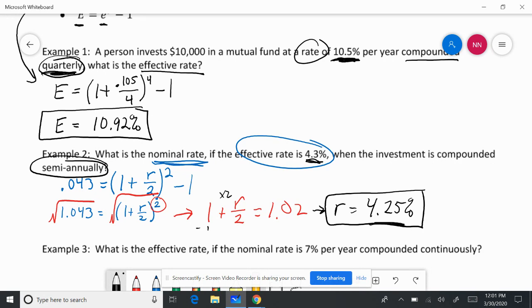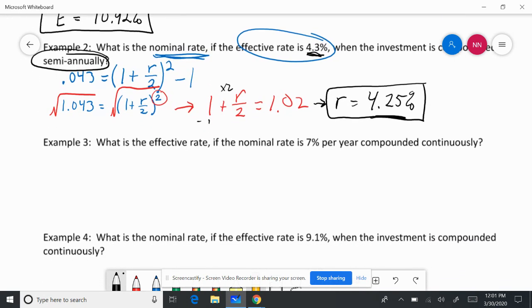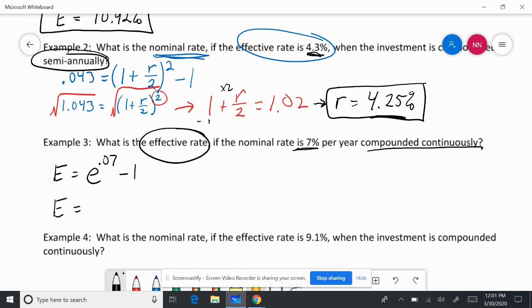So examples 3 and 4, we're going to be using our second formula. And how we know that is it says compounded continuously. So we're going to use our continuous formula. We're trying to find in example 3 our effective rate, and they give us a nominal rate of 7%. So we're going to go effective rate is equal to e to the 0.07, and don't forget to subtract the 1. We put that into our calculator, and what we end up with is 7.25%.